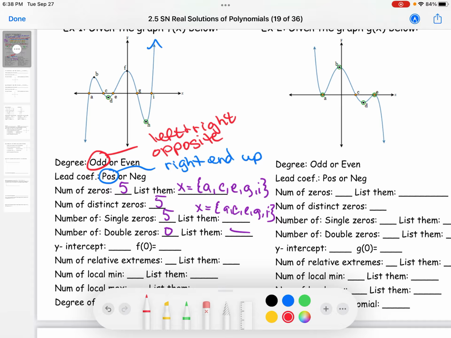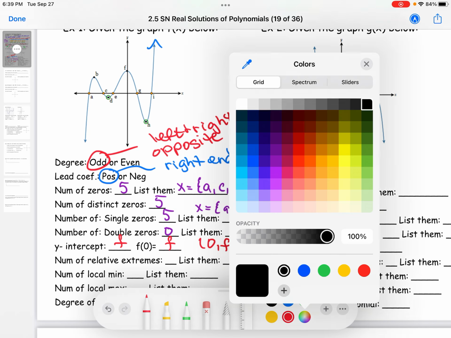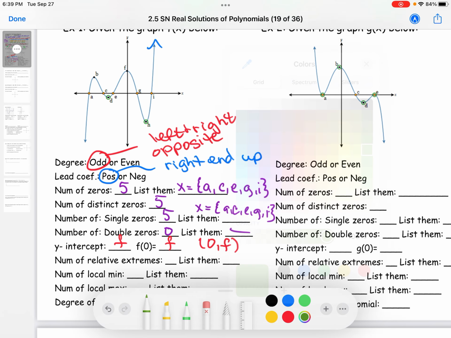Okay, the y-intercept here is point F. F of 0 is whatever that value of F equals, meaning 0, F is the ordered pair. We're going to use that here in just a little bit.